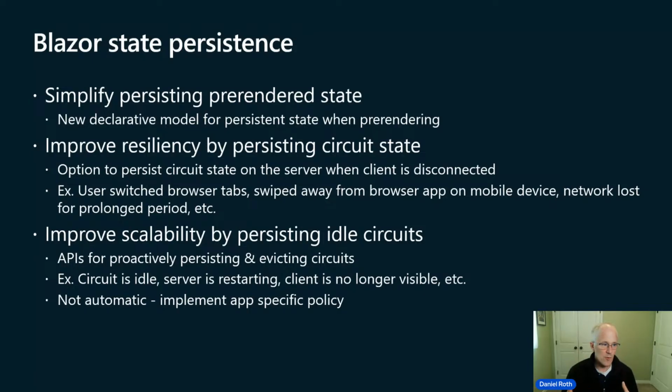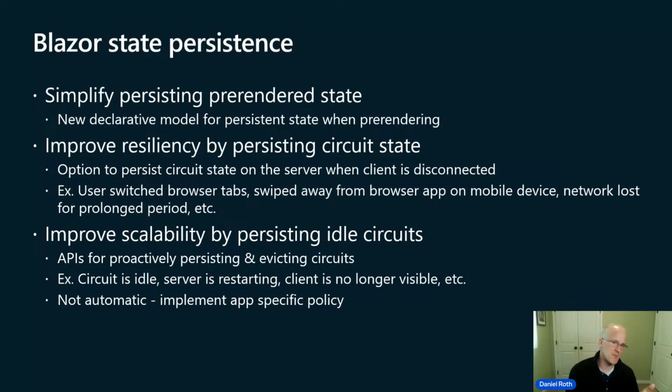Now, on top of that support, we also want to improve the resiliency of your Blazor server apps by giving you the option to persist your circuit state when the client gets disconnected. In Blazor, a user can disconnect for an extended period of time, like if they're on a phone and they swipe away from the browser and put it in the background. Often when you do that, the browser will kill all the connections because it's sitting in the background, not currently doing anything. Might as well save on power, might as well save on resources.